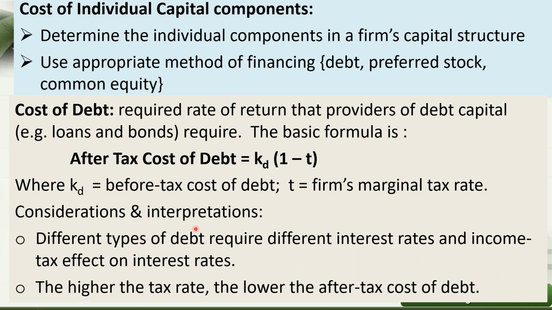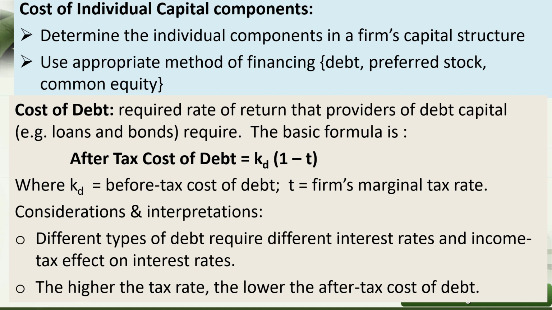So what are the considerations and interpretations? Different types of debt require different interest rates and income tax effects on interest rate. Supposing in your company you have various types of bonds issued, different types of debt instruments, each will have a different rate of interest, so you have to calculate individually according to this way. Okay, not with a common rate.